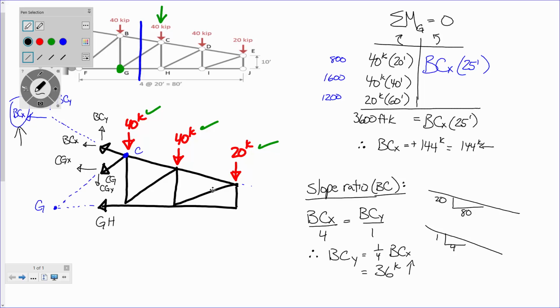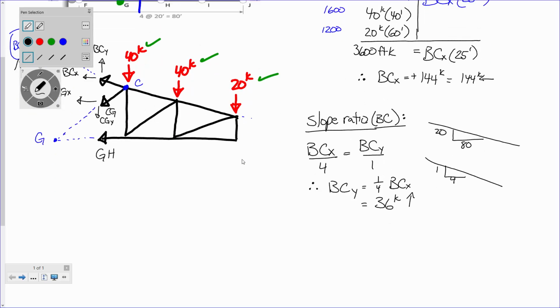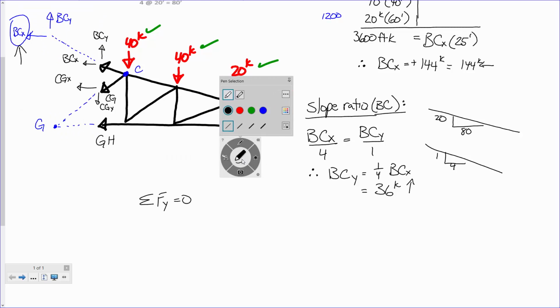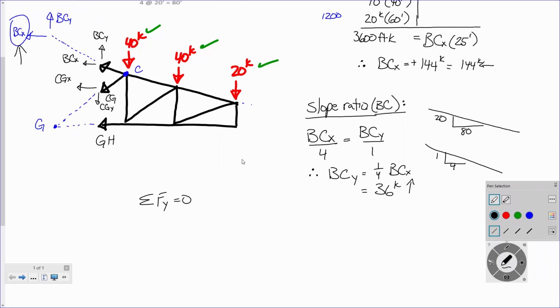Well, we know this one and we know that. We know BCX and BCY. So how many remaining unknowns do we have in the horizontal direction? How many remaining unknowns do we have in the vertical direction? 1. So what that means is what we should probably do is sum forces in the y direction. So move that over there. Okay. I do this the same way. I draw a little table and I say everything going up has to equal everything that's going down.